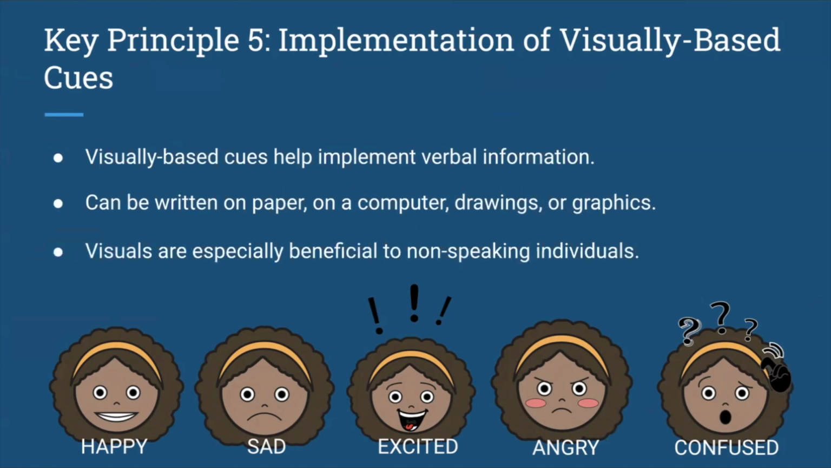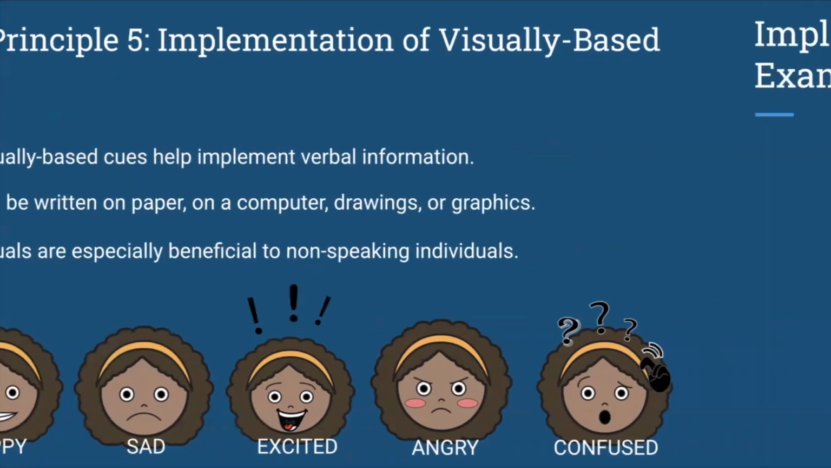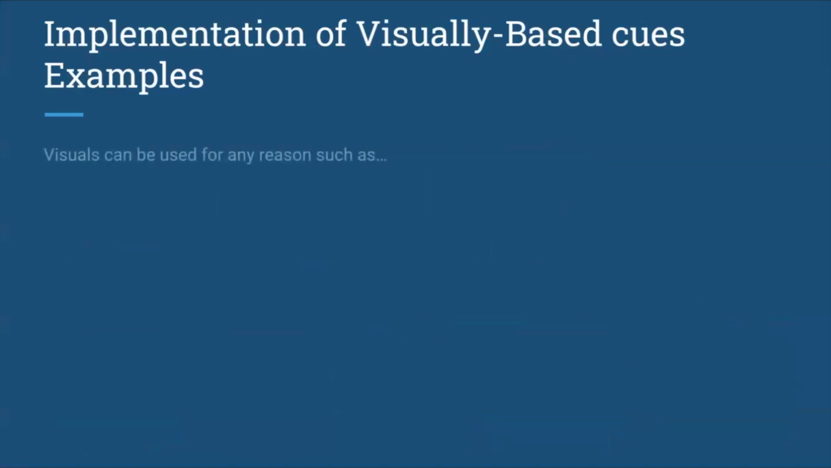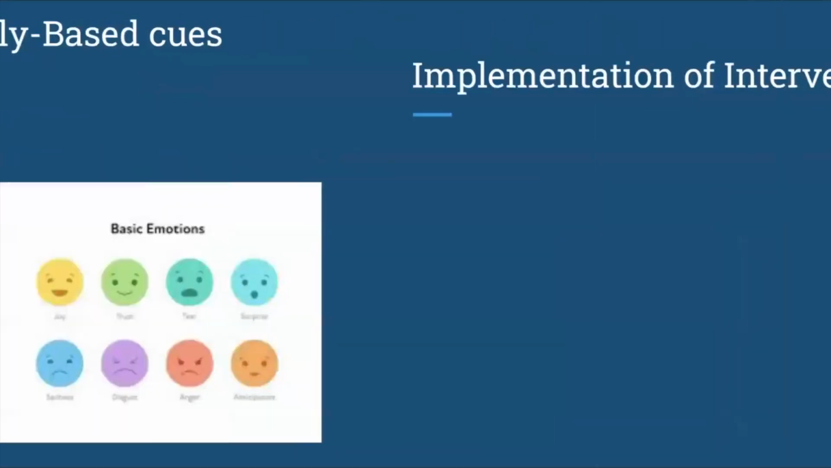Visual information is especially beneficial for children with ASD who are non-speaking. Visuals can be used for any reason. They can be used to go over expectations as reminders or to display basic emotions.